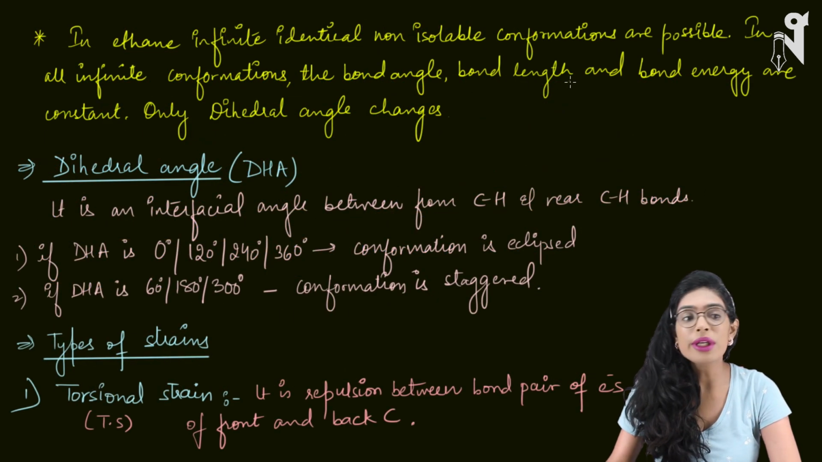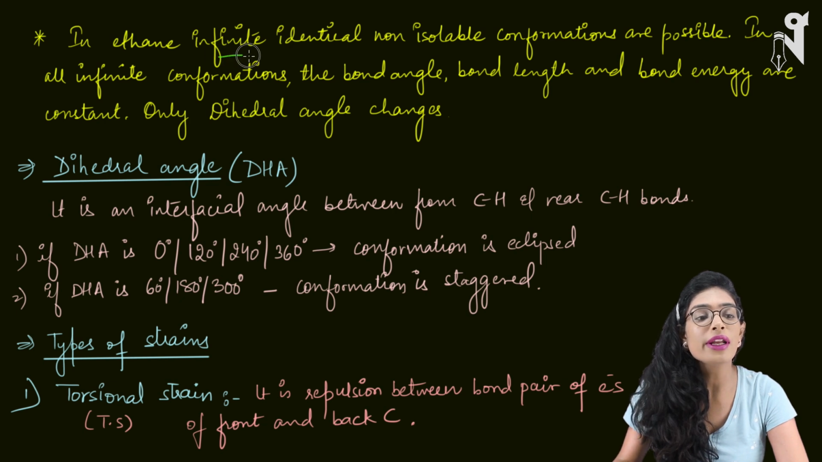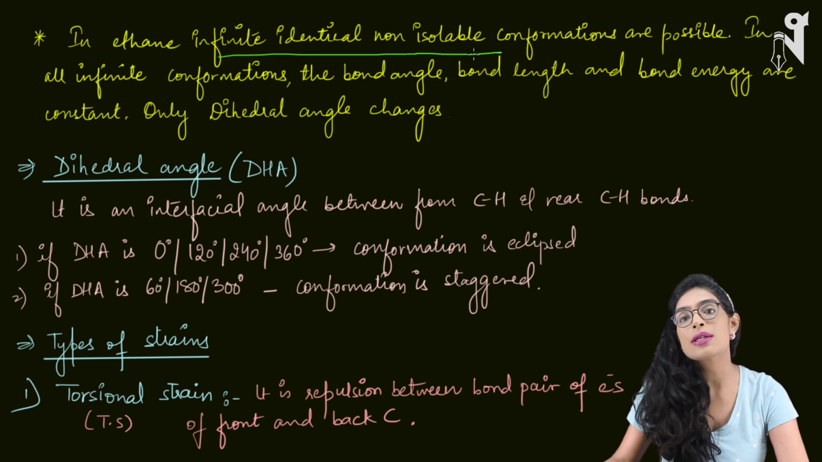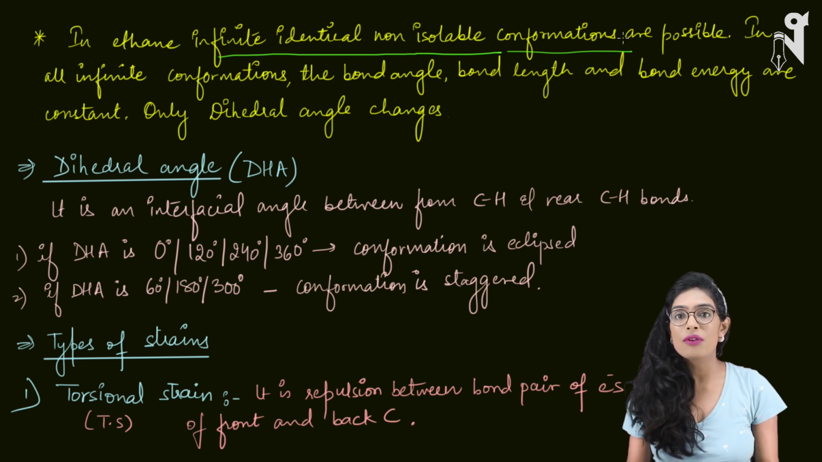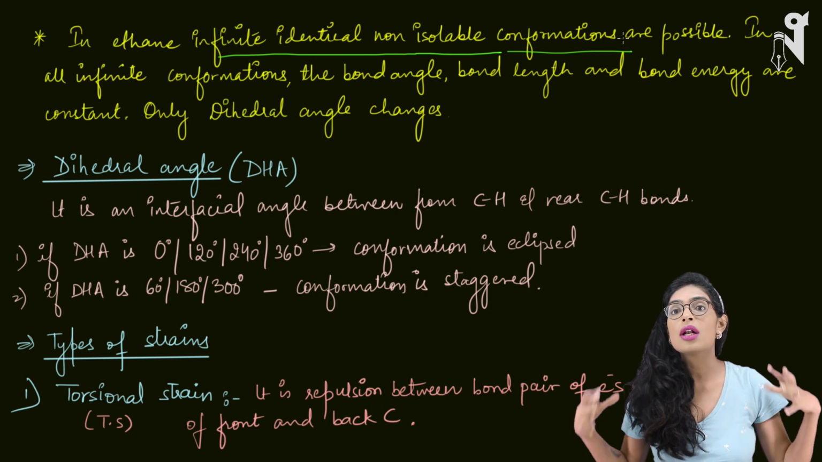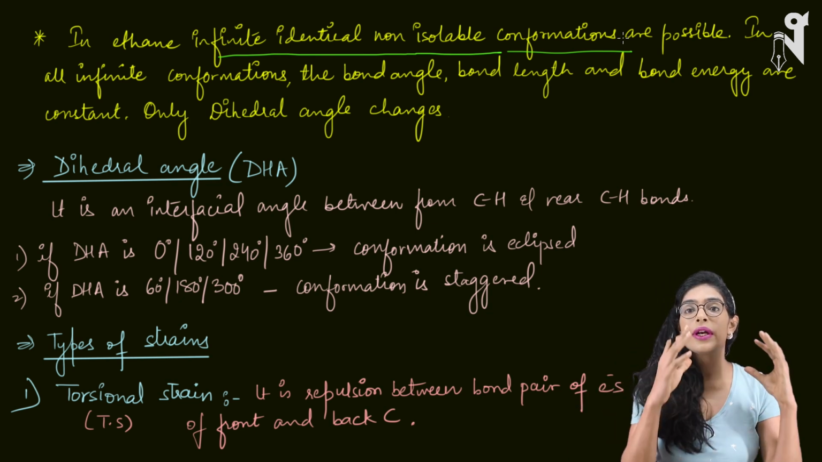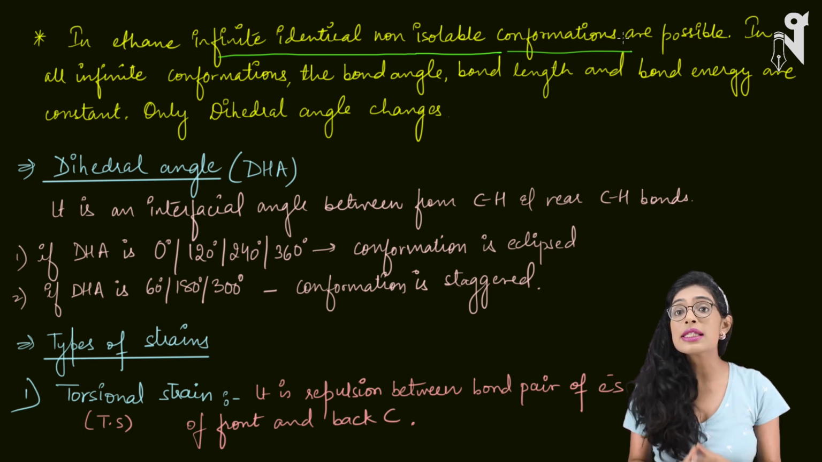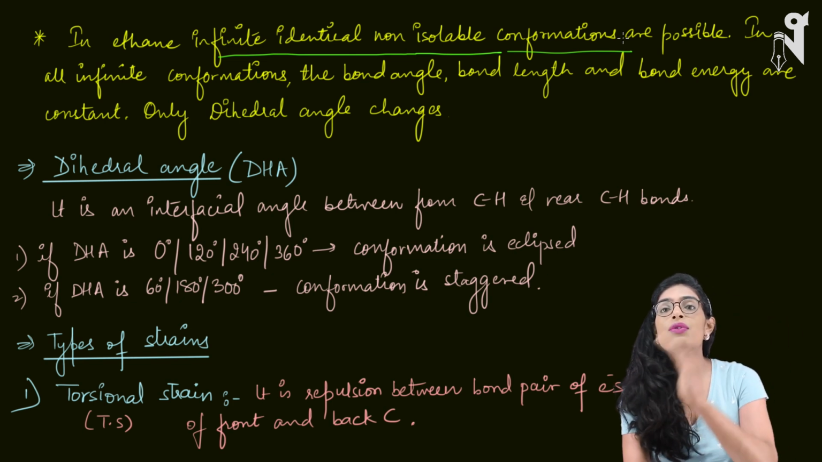So what else about ethane? As I mentioned earlier also, ethane has infinite identical non-isolable conformations. All of these conformations are non-isolable because they do not require a large amount of energy for interconversion. Their interconversion energy barrier is very small, and they can accept and lose that energy in the environment itself. So we do not have to make any extra effort to convert them from one form to another.